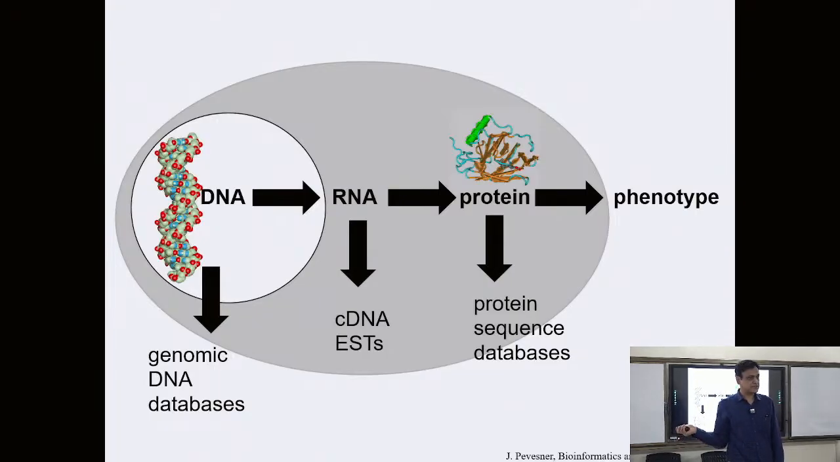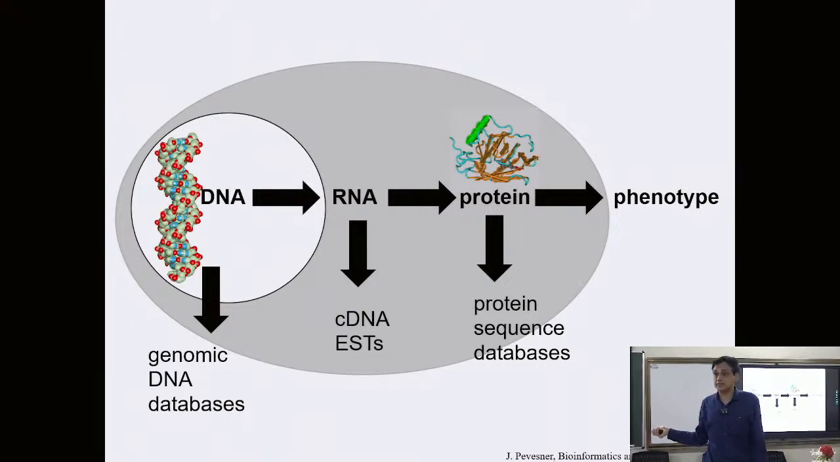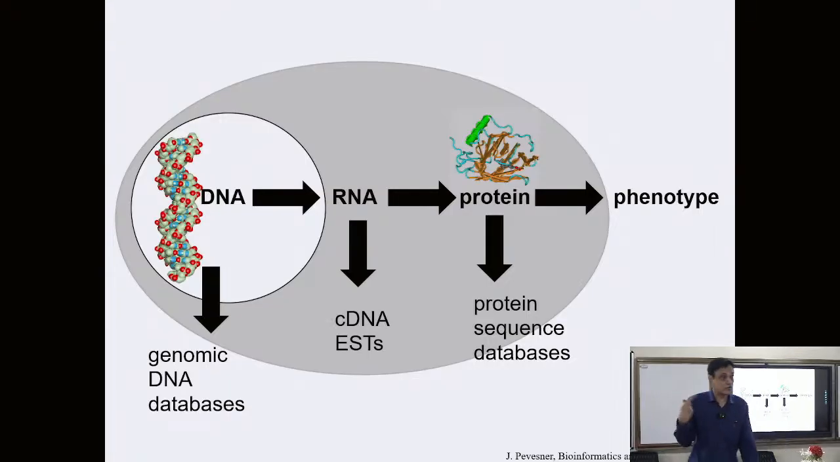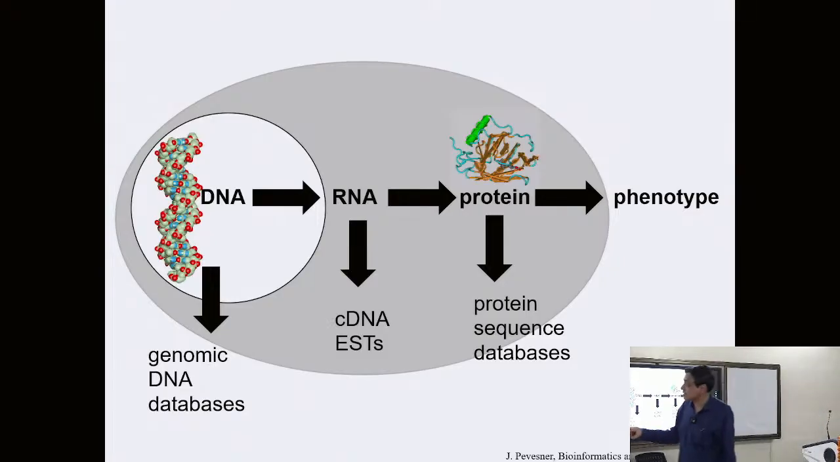You know what is cDNA? Complementary DNA, but how is that formed? I just mentioned reverse transcription, right? Okay, so cDNA, and what is EST? Expressed sequence tag. So how is that obtained?